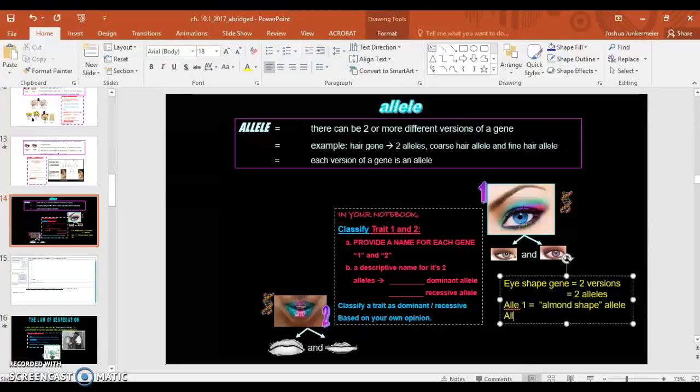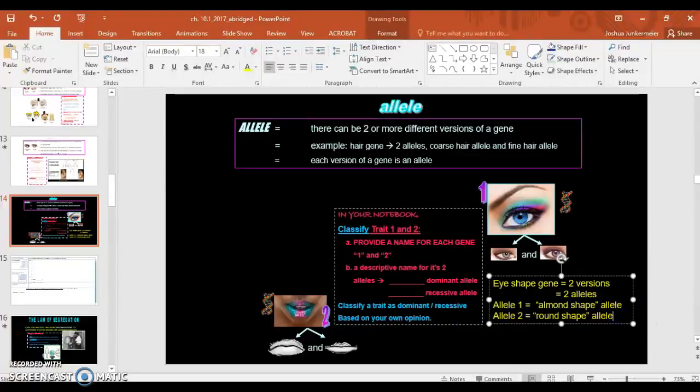And allele 2 would be round shape allele. Right? And then what you do is you just decide which one you think is dominant. Do you think more people have round eyes or more almond-shaped eyes? For me, just based on our student population, it looks like allele 1 is probably dominant, and allele 2 equals recessive. The more common trait or allele isn't always the dominant one, but it often is.